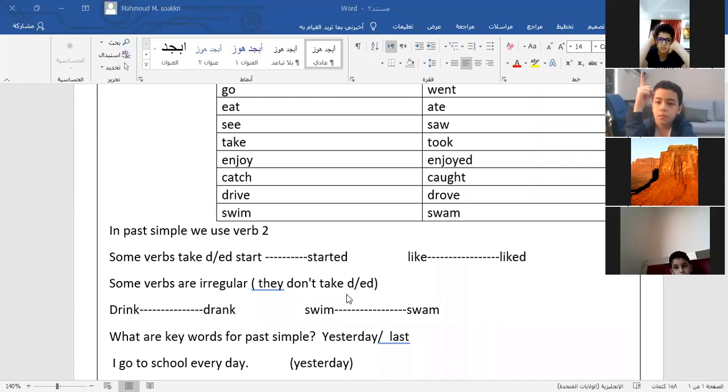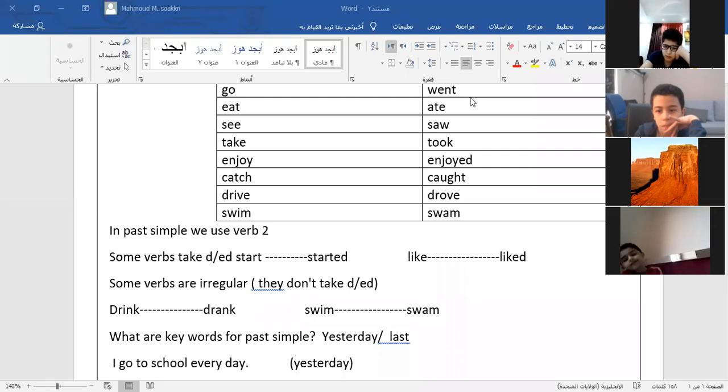Malik Asam, what are the words that help us to know the past simple? For example, does the word now tell us about past simple? Can I say I went to school now? No, of course not. Now is not used in past simple. What are the words that you remember used in past simple?